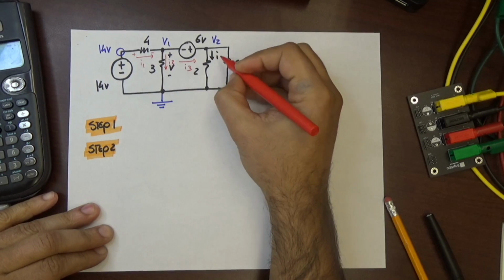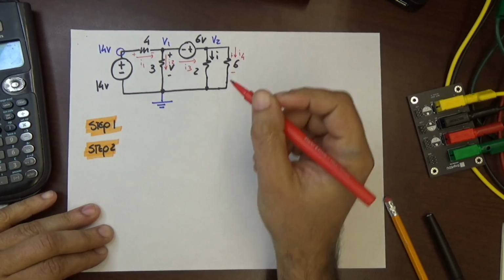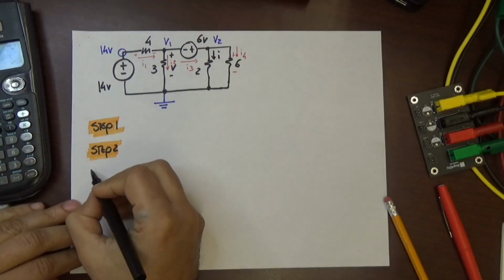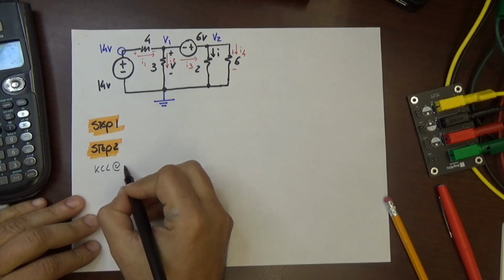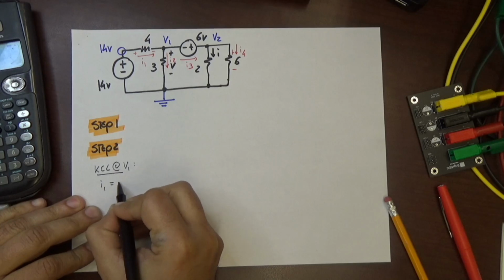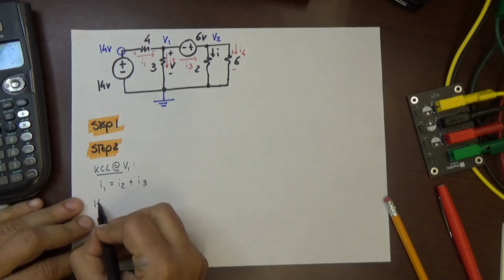All right, perfect. And after that is done, let's go over now our KCLs at those nodes, at the non-reference nodes. So we have 2. We have KCL at V1. We have I1 going in. It's equal to I2 plus I3. Let's apply Ohm's law.